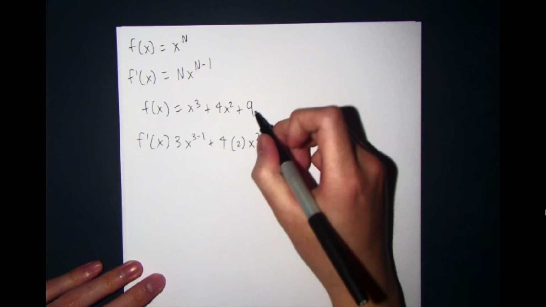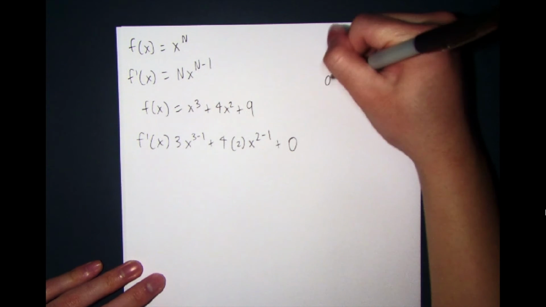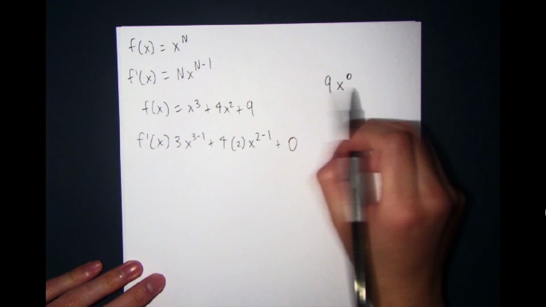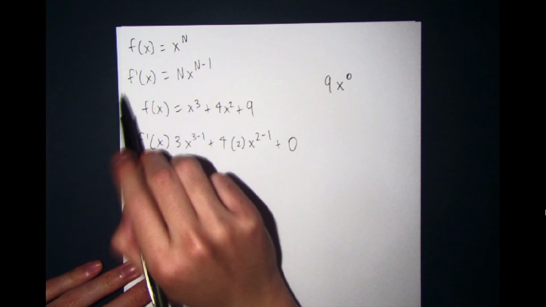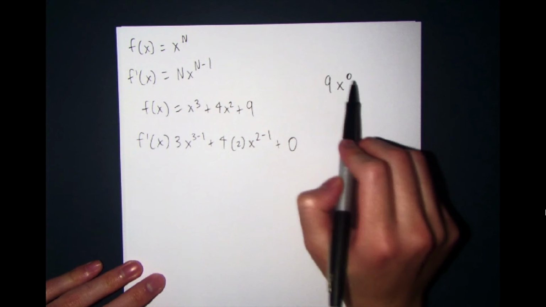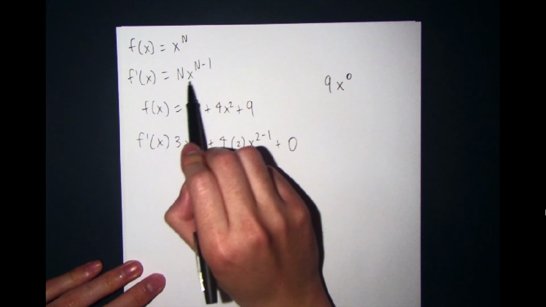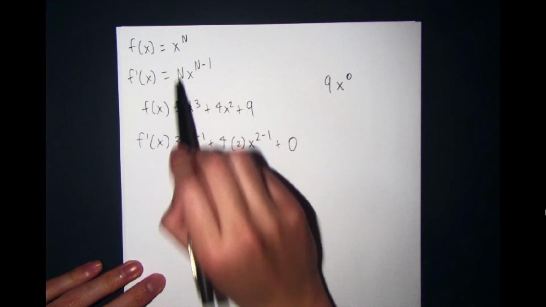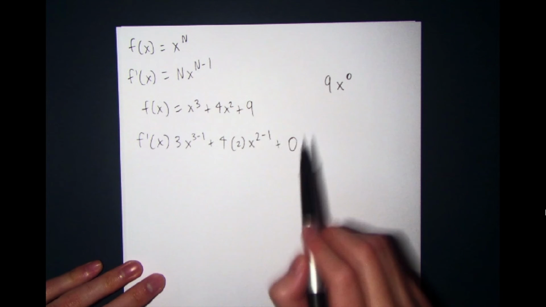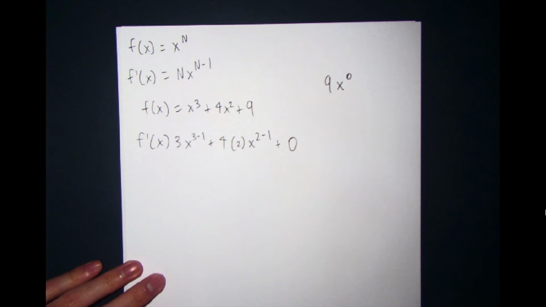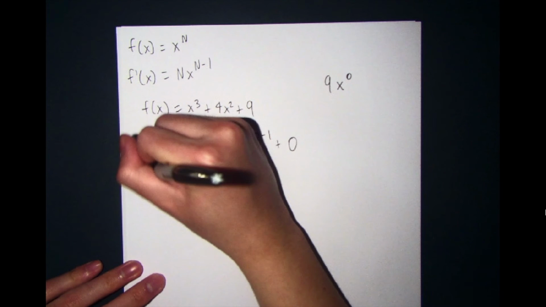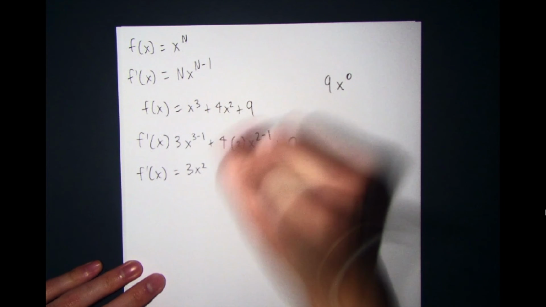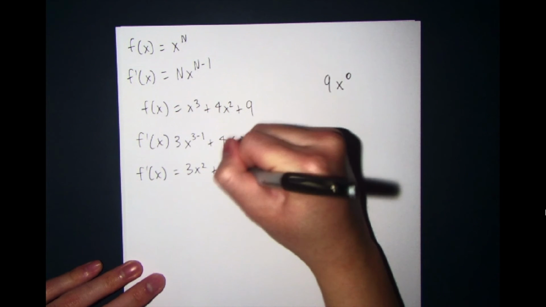The reason why is because if it's a constant, it's technically multiplied by x to the 0, because x to the 0 is equal to 1, so that's what gives you a constant. So if you're using the power rule and the n value is 0, then you're multiplying whatever x to the n minus 1 is by 0, which is why any constant after you find the derivative is simply going to be equal to 0. Then you can simplify this, so you get that f prime of x is equal to 3x squared plus 8x.